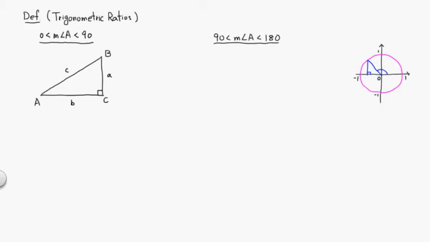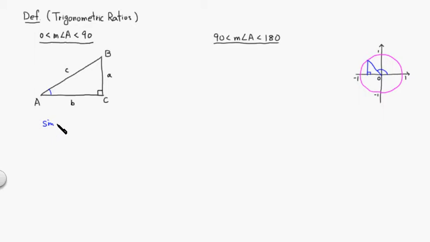All right, let's look at the definition of trig ratios. So if the measure of angle A is between 0 and 90, then we could form a right triangle. So this is angle A. Then we can define sine.